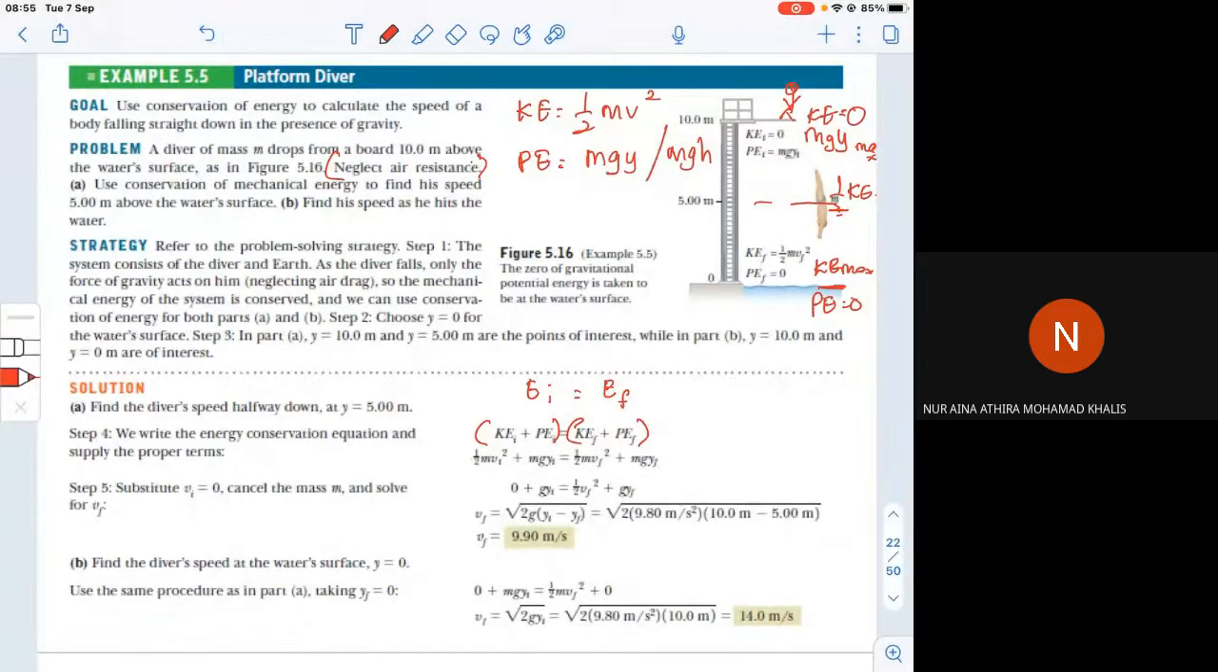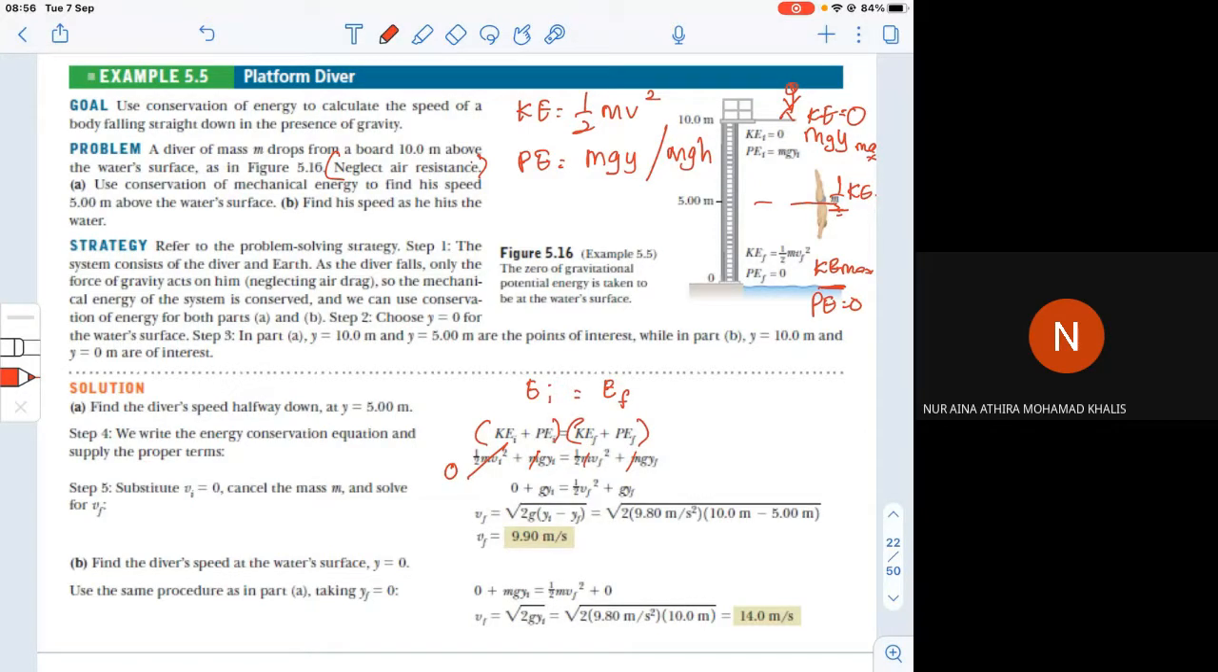The value of potential energy is still there, and there is some kinetic energy involved, because right now the diver must have a speed. But initially, the diver's speed is 0, because the diver doesn't move. And of course, at that point it will be mgy initial, which means the highest potential energy. Then they cancel out all the m's and we are left with gy initial equivalent to half v final squared plus gy final.